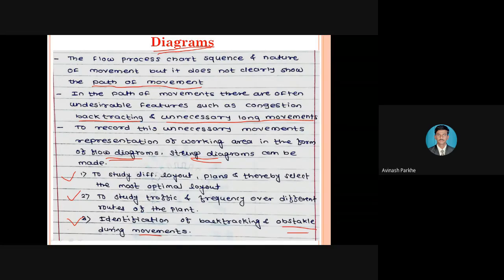But the backtrackings, disturbances and obstacles happening in the operation process can all be identified by using this second recording technique, which is called a diagram. Maybe it is identified by using the flow diagram, or maybe by using the string diagram. Therefore, whatever limitations we observe in all the types of charts, we can eliminate by using this second recording technique, which is called a diagram.